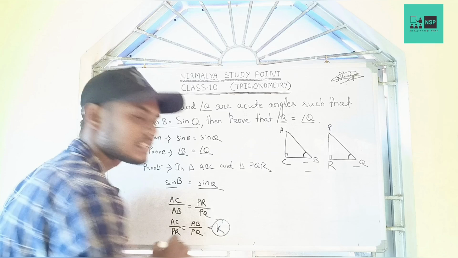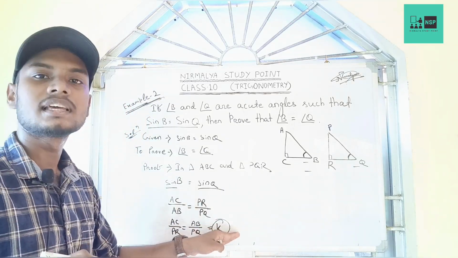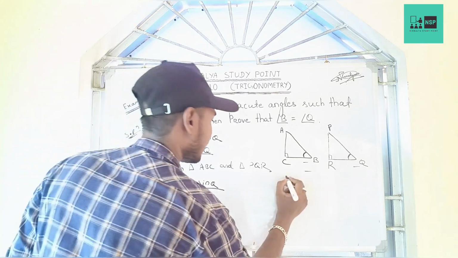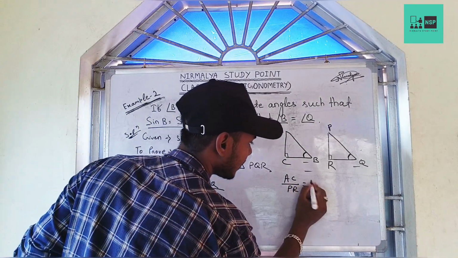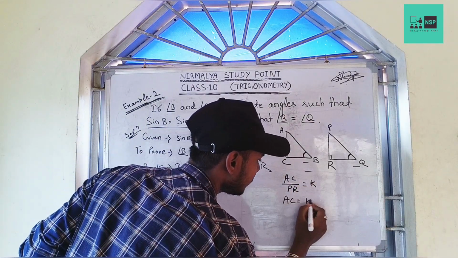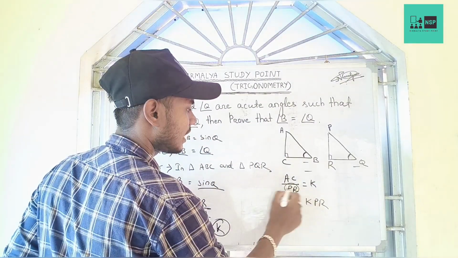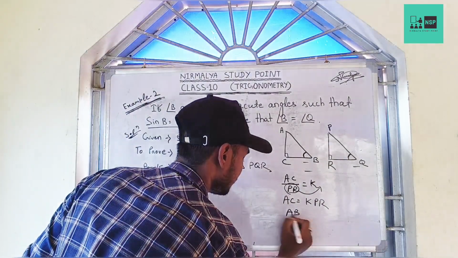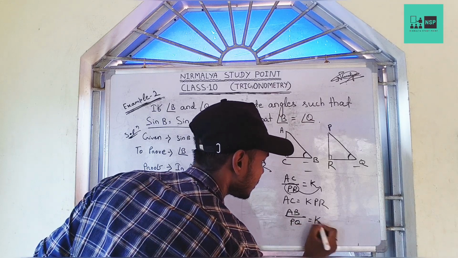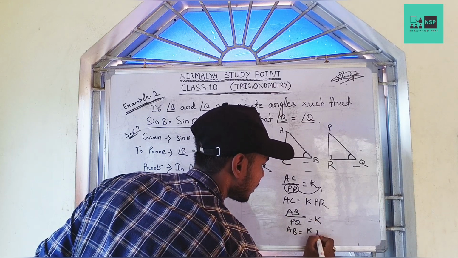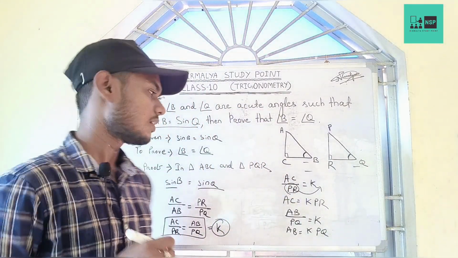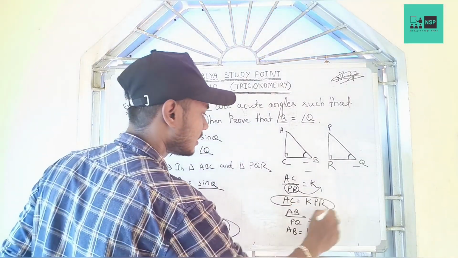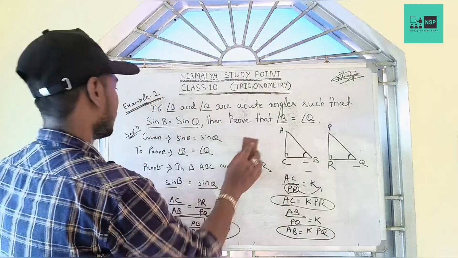This is K. K is a positive number. For example, these two are equal to K. So what is next? Next we have to find out the value of this. Like AC by PR is equal to K. We know that. So what is AC? AC will be K PR. Yes or no? Because if I take PR to the right hand side, it will multiply with K. Like that, AB by PQ is equal to K. So what is AB? AB is equal to K PQ. This is the answer. Okay. We have to remember these three things, that is this one and these two, for our further problem solving.